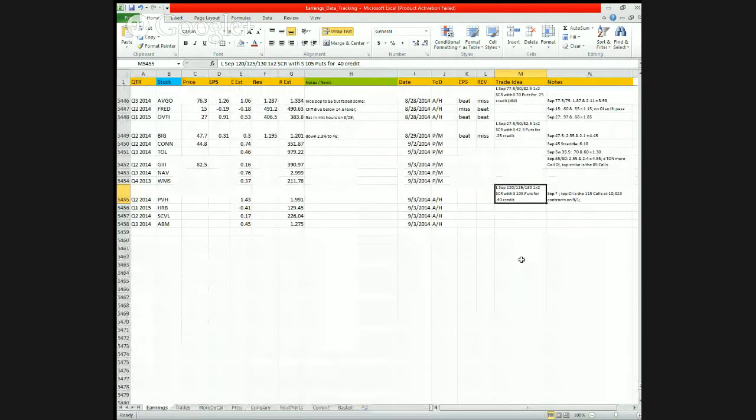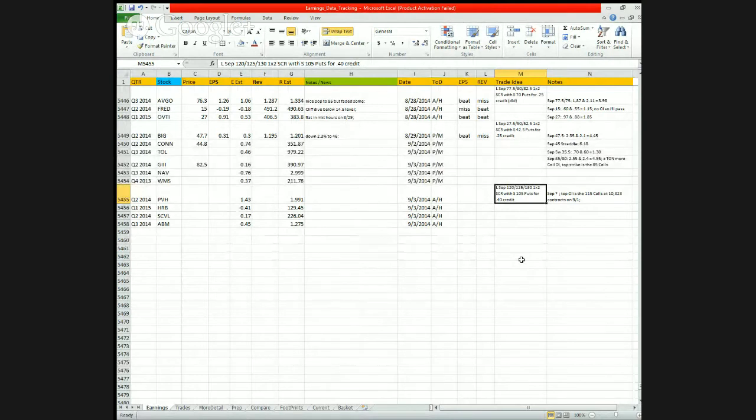You're essentially going long the September 120 calls, and you are shorting the 125 and the 130 calls on a 1-to-2 ratio, and then short the 105 puts. And as of the close Friday, this trade would pay a 40-cent credit.